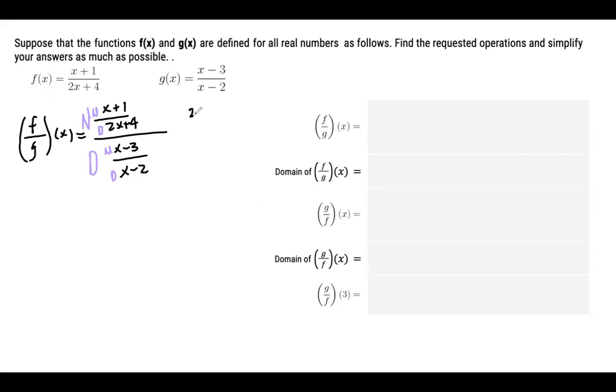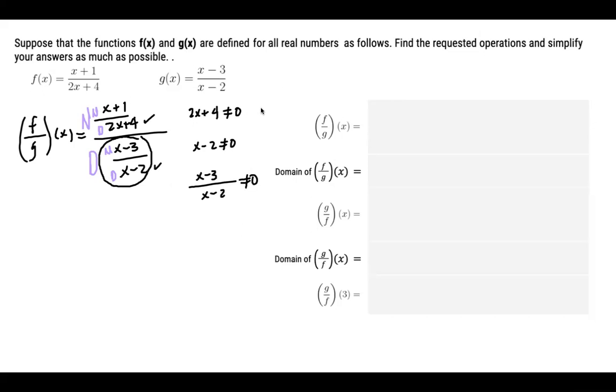So we're going to end up having 2x plus 4 has to be different than 0. That's the first denominator. The next one is x minus 2, different than 0. And lastly, this whole thing will be considered a denominator, the denominator of that big numerator over here. So x minus 3 over x minus 2, different than 0.